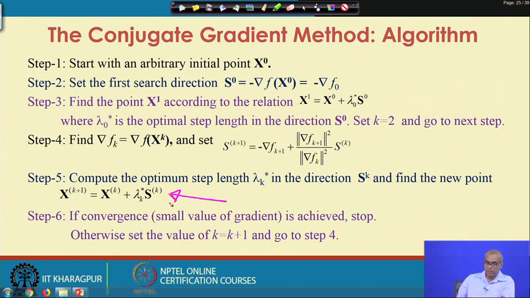If the convergence is achieved, we will stop. To understand whether the convergence is achieved or not, we have to check the magnitude of the gradient. If the norm of the gradient is very small, we will assume that the convergence is achieved, and we will stop. Otherwise, we will set the value of k equal to k plus 1 and go again to step 4, where we find the gradient and then the search direction and proceed.